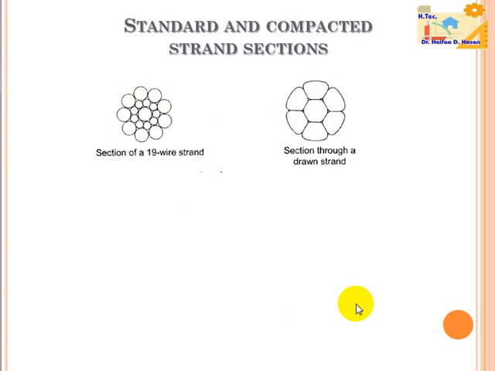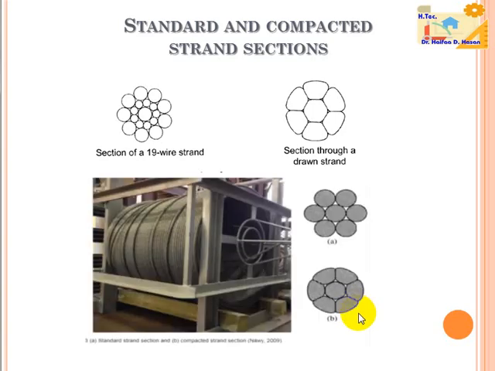According to Archimedes' principle, we can find out the area of a strand which has a known length from the weight of displaced water. Here compacted and here standard.